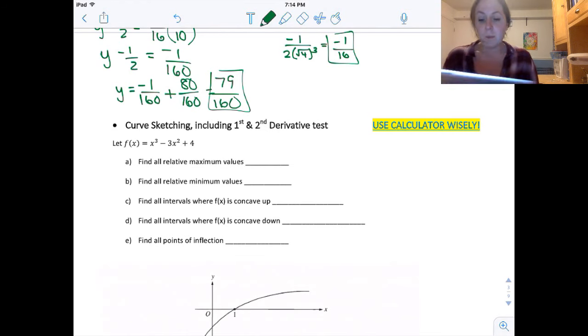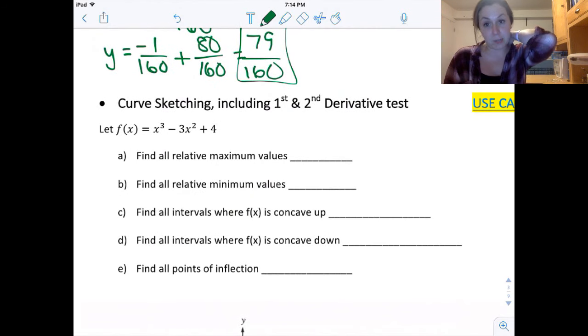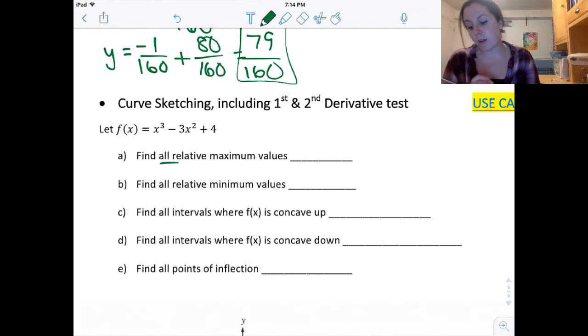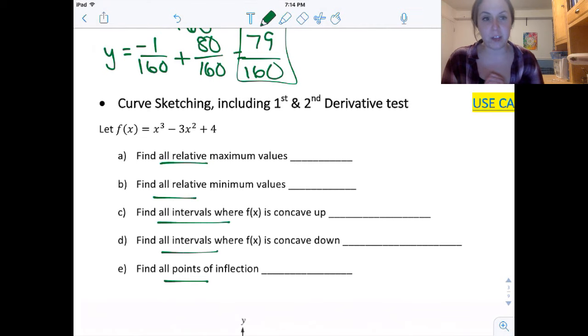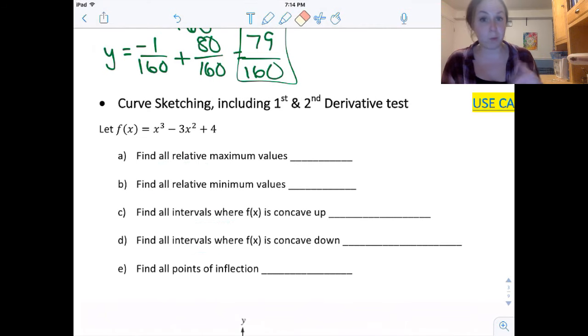But we're going to go through one of these totally without our calculator, and then we're going to do a couple multiple choice that sort of ask you to apply. So let's say I give you this, f of x equals x cubed minus 3x squared plus 4. And I want you to find all relative max, all relative mins, concave up, concave down, and points of inflection. So we're going to kind of run the gamut once on this, so we make sure that we're up to date on where everything is.